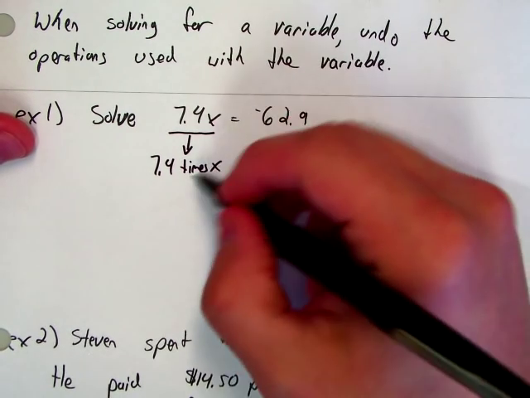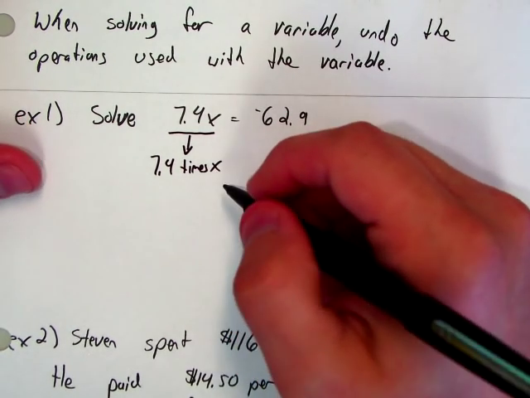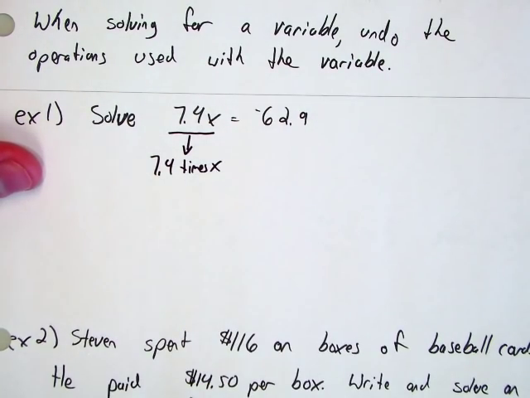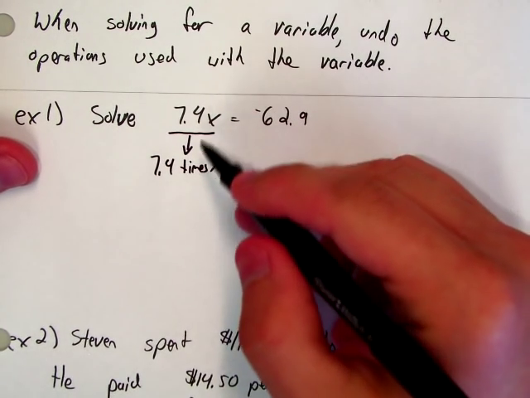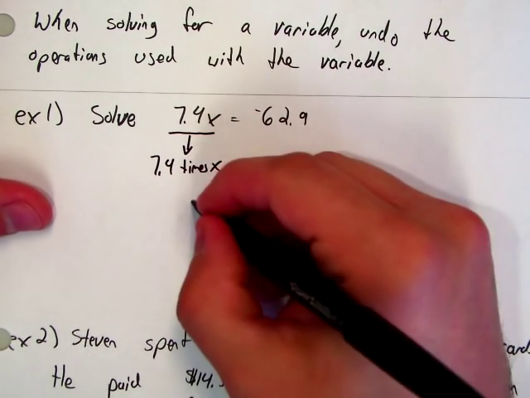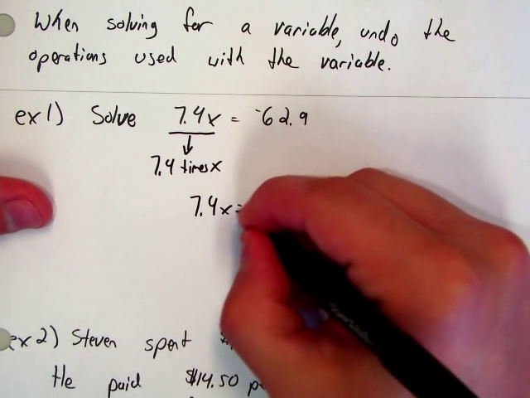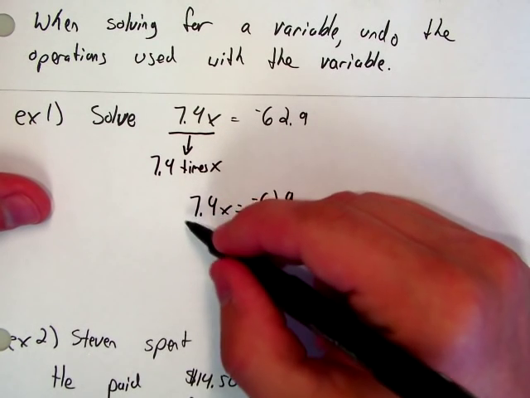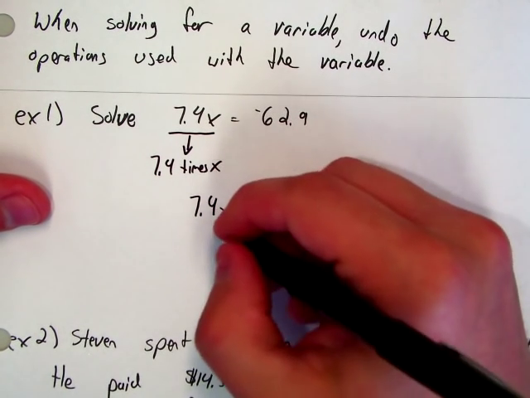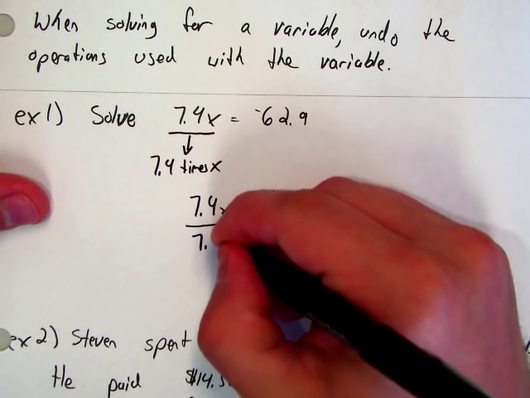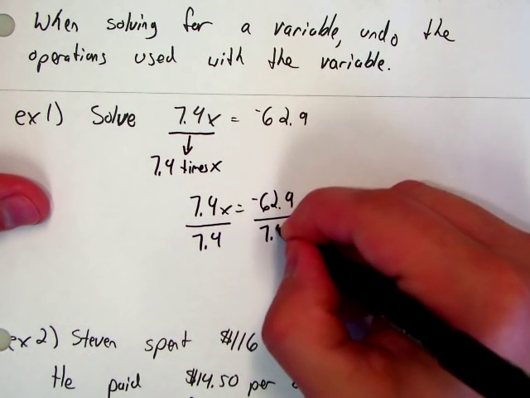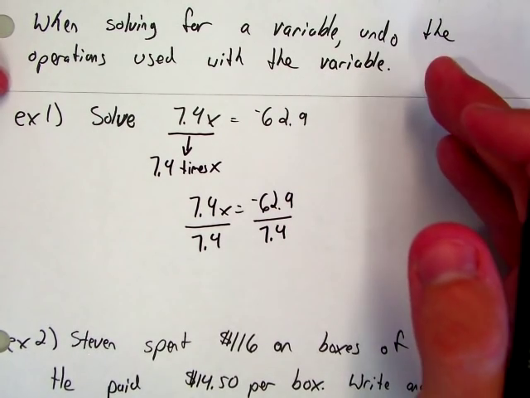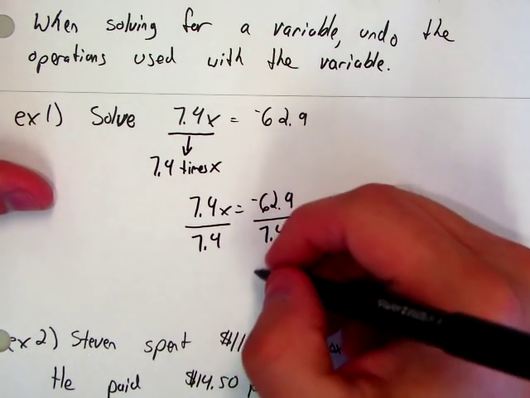So how do I undo a multiplication? Well, the opposite of multiplication is division. It's the operation that goes with it in the order of operations. So I need to undo this operation. This is 7.4 times x, so I'm going to divide by 7.4. And whatever I do to one side of the equation must be done to the other side. It always has to be.